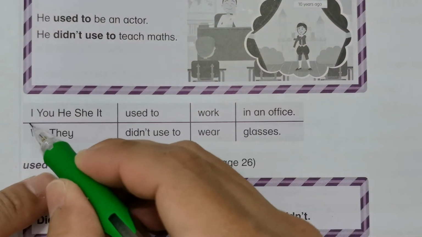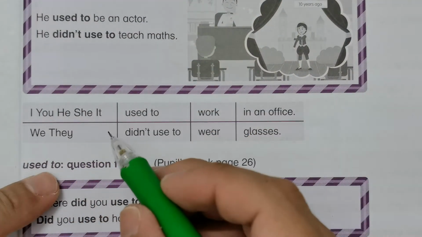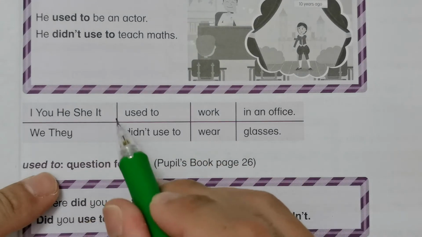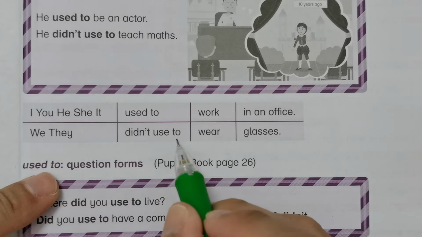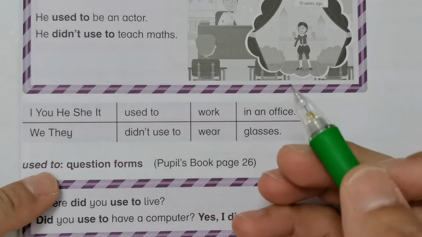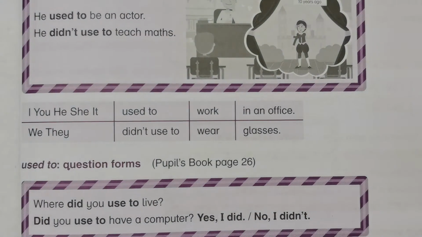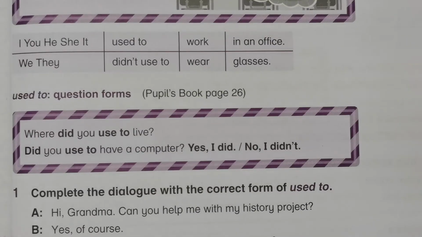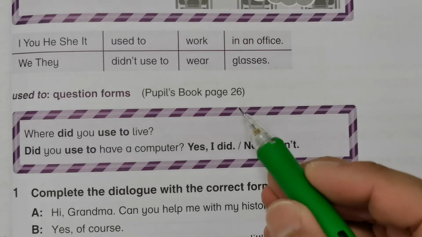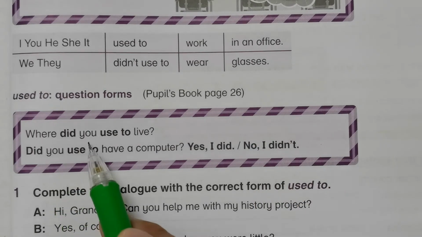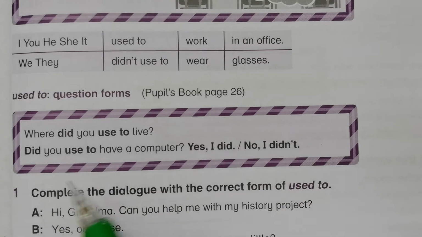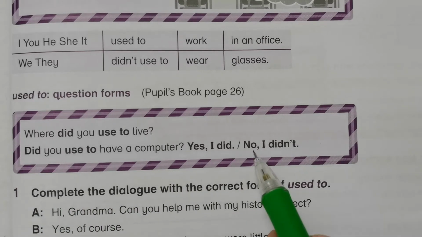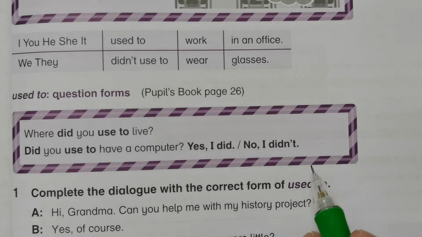So basically we don't have lines here, if you notice on page 25, so they can be used interchangeably. So 'didn't used to' can also be 'didn't use to'. And then we go to this part here, the 'used to' question form, or interrogative form. You can also refer to page 26. Where did you used to live? Did you used to have a computer? Yes, I did. Or no, I didn't.